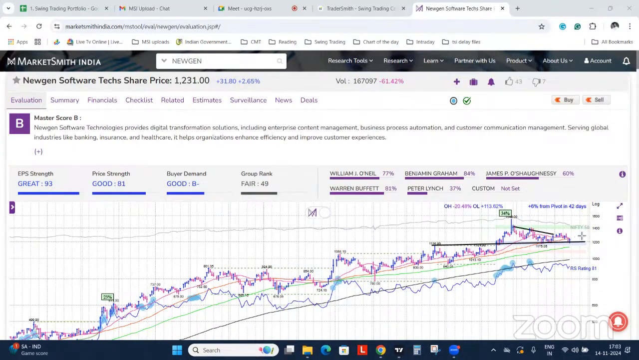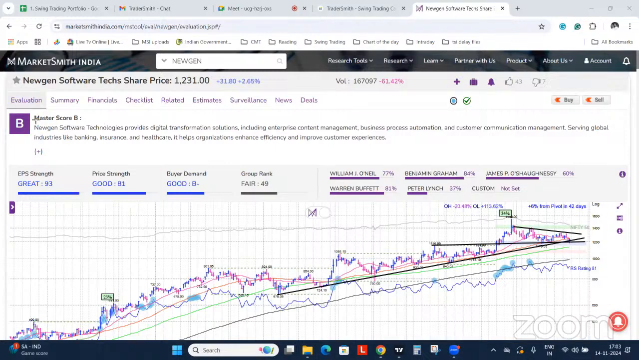But still, I think to turn bullish from here in Neogen, it must cross and hold 1300. The current rate is 1225, 1230. So it must cross and hold above 1300. Then only we will consider a bullish trend. Otherwise, it may remain sideways with volatile trading sessions in coming days.